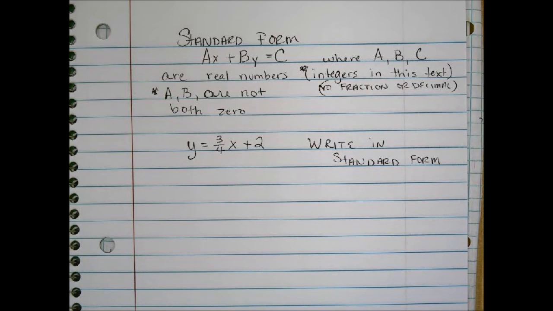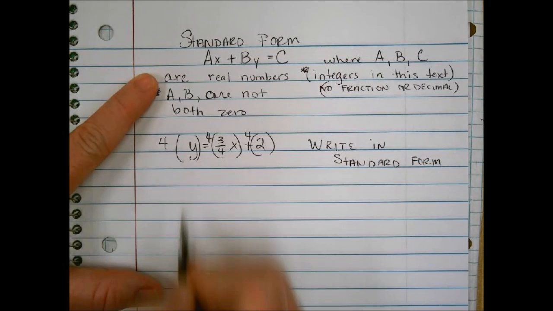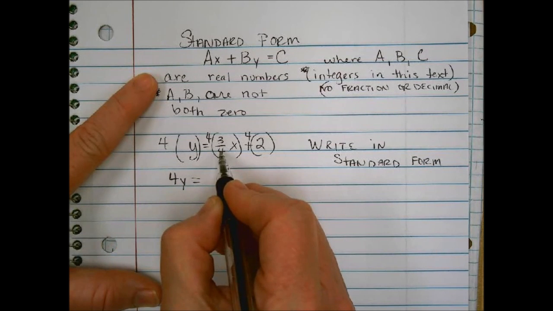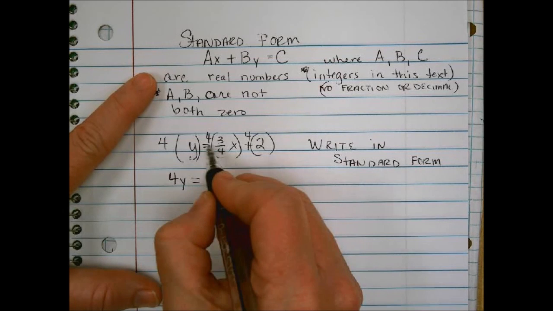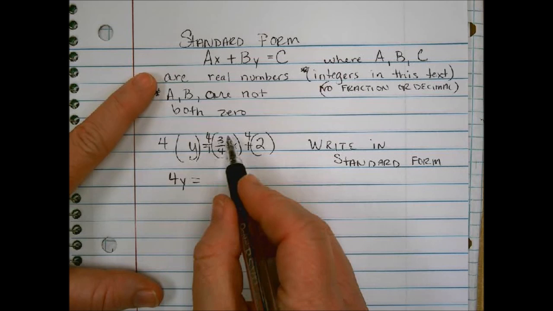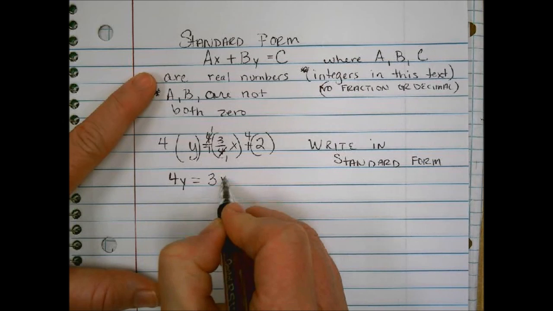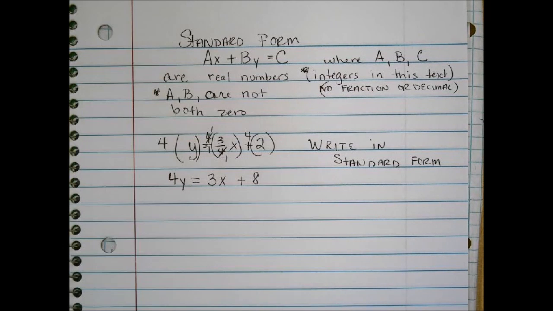So I'm just going to multiply everything by 4. In this problem, I'm going to multiply everything by 4, and it's going to clear that fraction out of there. What's 4 times y? What's 4 times 3/4? Well, there's several ways you can do that. What's 4 times 3? 12, and 12 over 4 is 3. Or you could say that's like having 4 over 1 times 3 over 4, and you can reduce these. But either way, you're going to end up with 3x. What's 4 times 2? 8. And your fraction's gone.